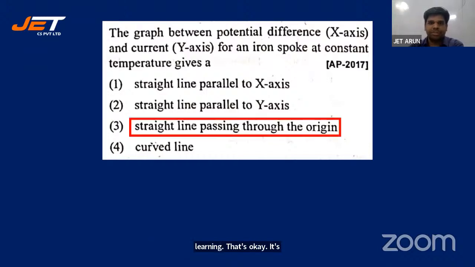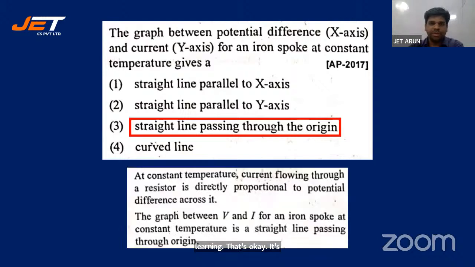It's a straight line passing through origin. At constant temperature, current flowing through a resistor is directly proportional to the potential difference across it. So the graph between V and I at constant temperature is a straight line passing through origin. So it's Ohm's law, so it's an ohmic conductor. Iron spoke is an ohmic conductor. So it is definitely not a curved line. Straight lines parallel to x-axis and y-axis are ruled out.